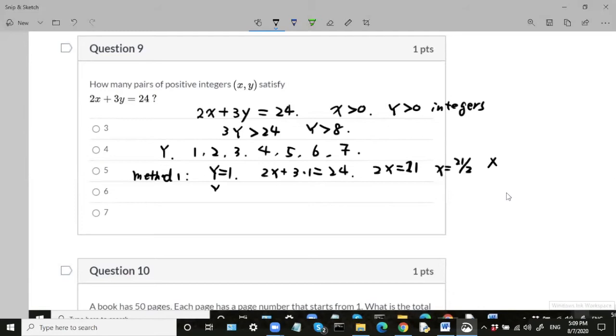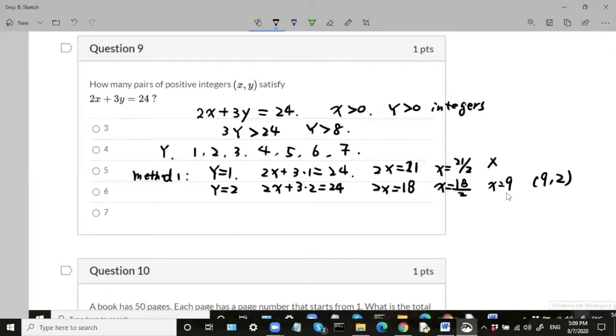So y equals 2. Then we have 2x plus 3 times 2 equals 24. 2x equals 24 minus 6, 18. So x equals 18 over 2, x equals 9, works. Okay, so we have the pair 9, 2.